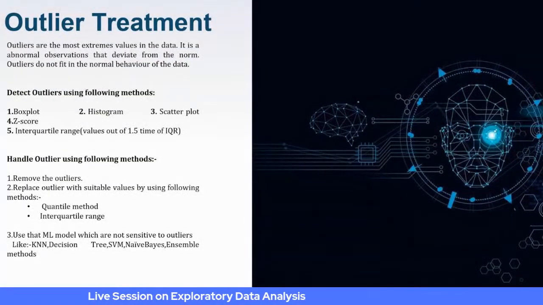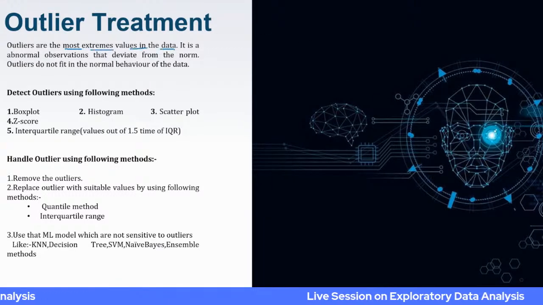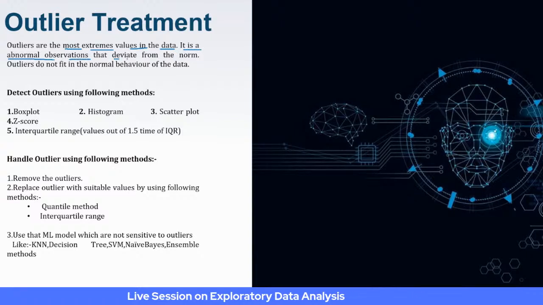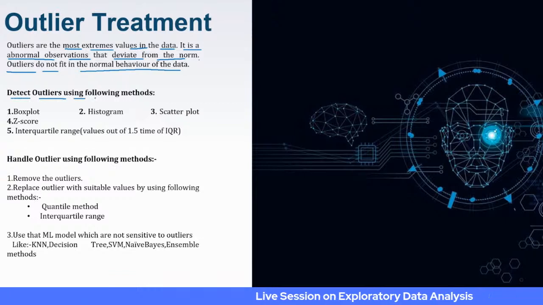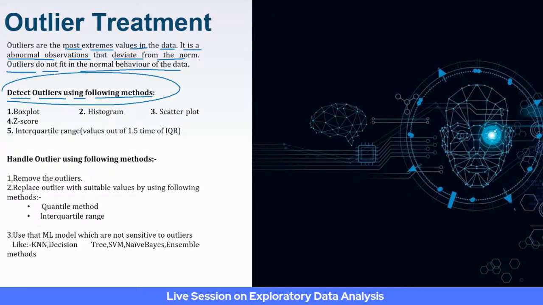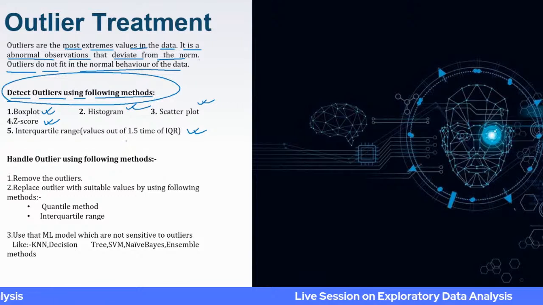Our next topic is outlier treatment. Outliers are the most extreme values in the data. It is an abnormal observation that deviates from the norm. Outliers do not fit the normal behavior of the data. We detect outliers using multiple methods, and using these methods, we can identify outliers.